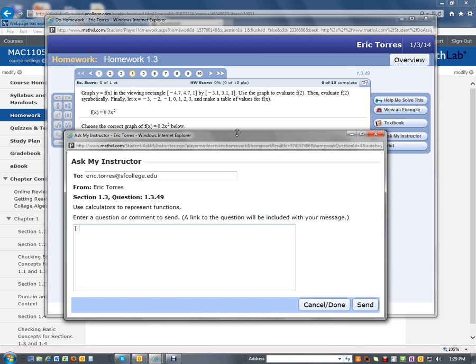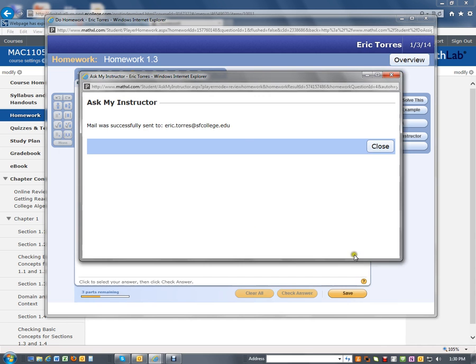Maybe you don't understand what the viewing rectangle is, and you can just make that comment. I do not understand what the viewing rectangle is. You click send, and it will send it to me as an email.